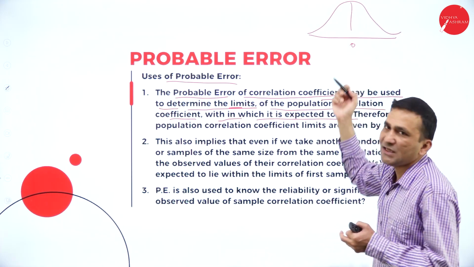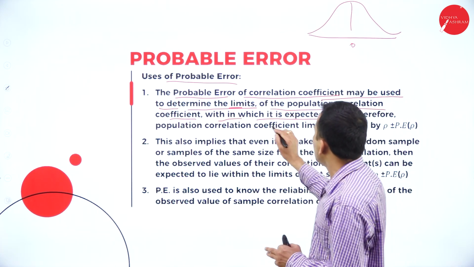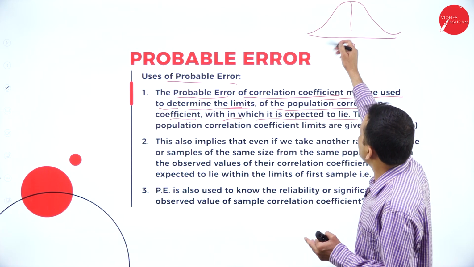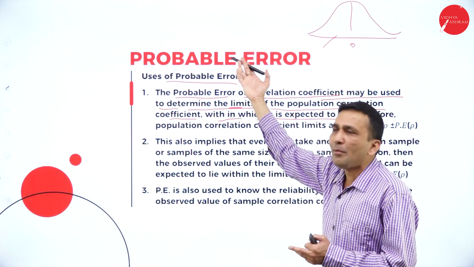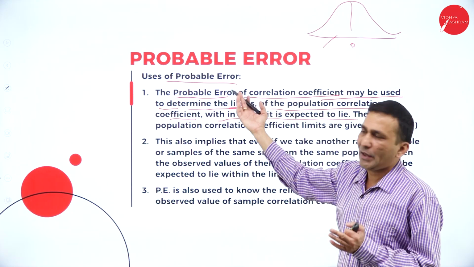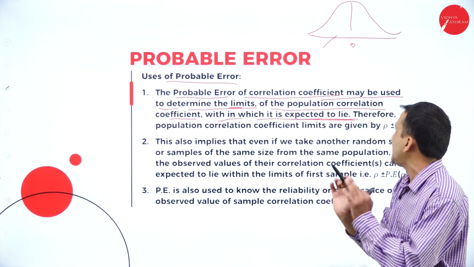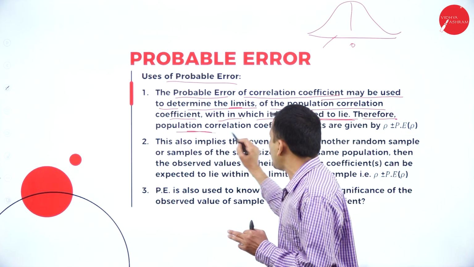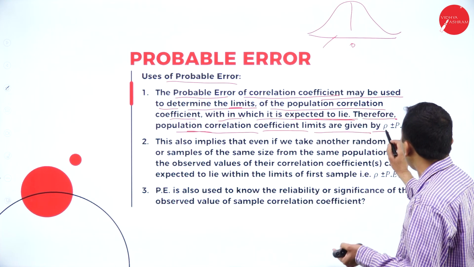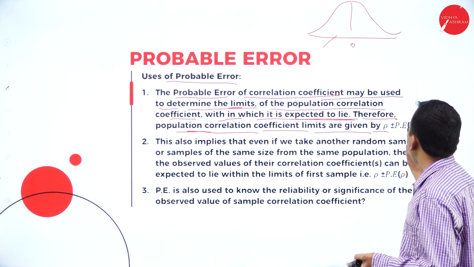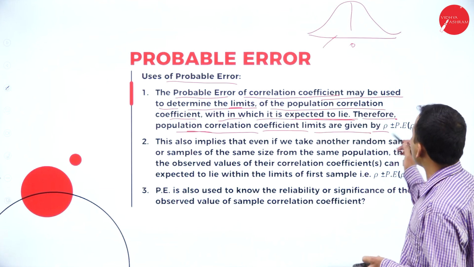Okay, here is where we identify the critical limit, which is completely based on the probability distribution. Now the probable error we are trying to connect with the correlation. So that's what we need for the correlation expected to lie. Therefore, the population correlation coefficient limit is given by P plus or minus the probable error, and the formula is given here, plus or minus.